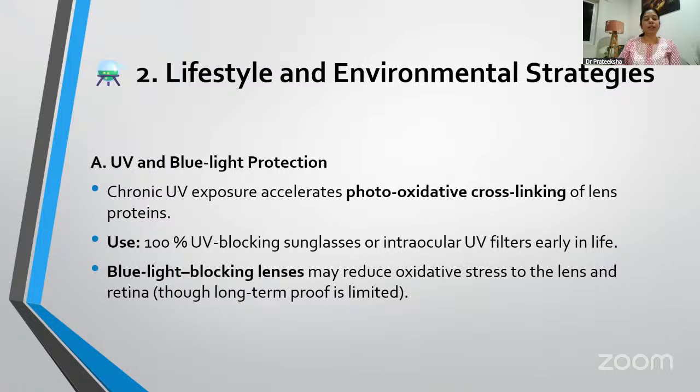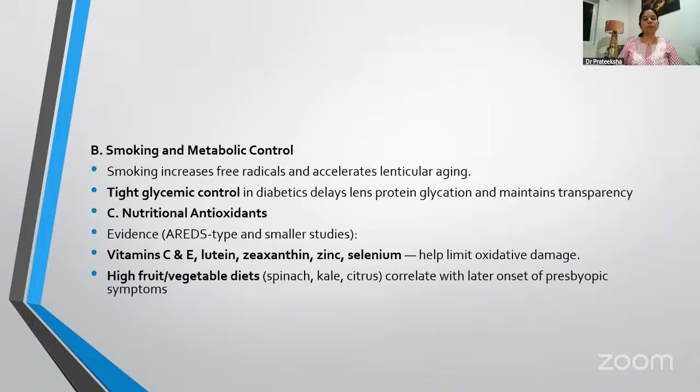So, what can be done to prevent presbyopia in early stages? UV and blue light protection: chronic UV exposure accelerates photo-oxidative cross-linking of the lens proteins. Use 100% UV-blocking sunglasses or intraocular UV filters; blue light blocking lenses may reduce oxidative stress to the lens and retina, though the long-term proof is limited. Smoking and metabolic control: smoking increases free radicals and accelerates lenticular changes. Tight glycemic control in diabetes delays lens protein glycation and maintains transparency. Nutritional antioxidants, vitamin C, E, lutein, zeaxanthin, zinc, selenium, help limit oxidative damage. A high fruit and vegetable diet like spinach, kale, citrus correlates with later onset of presbyopic symptoms.